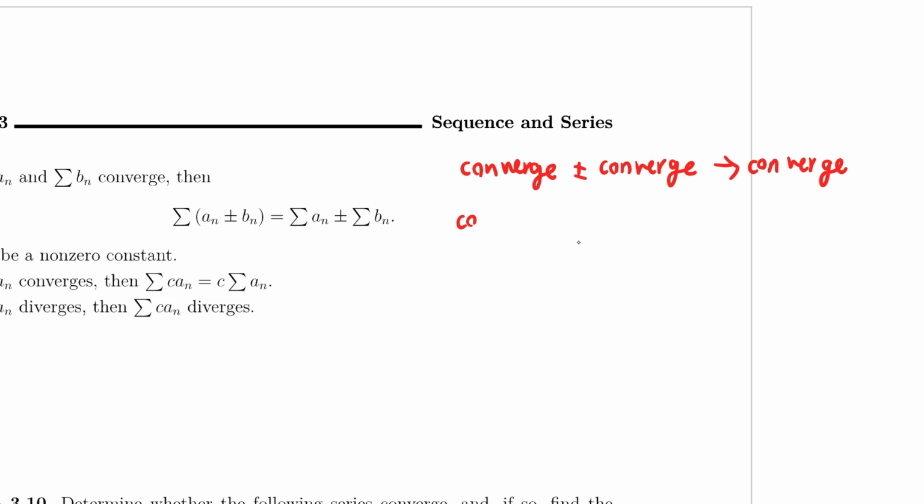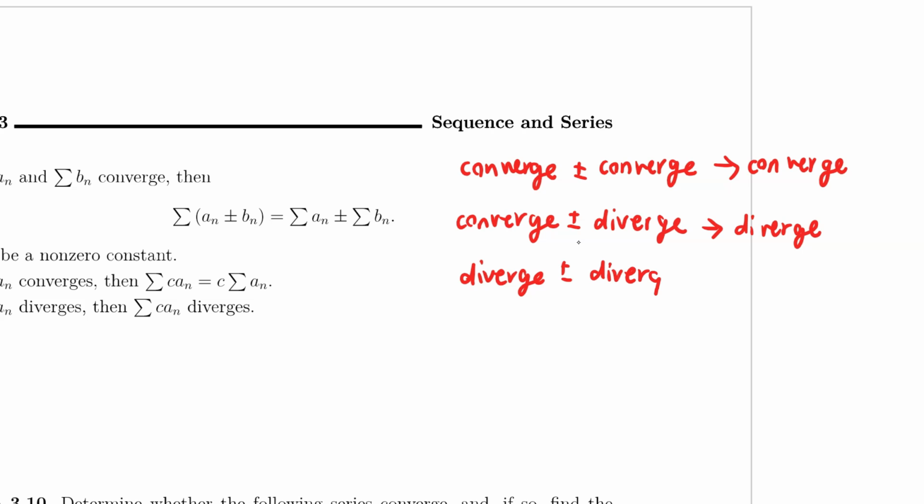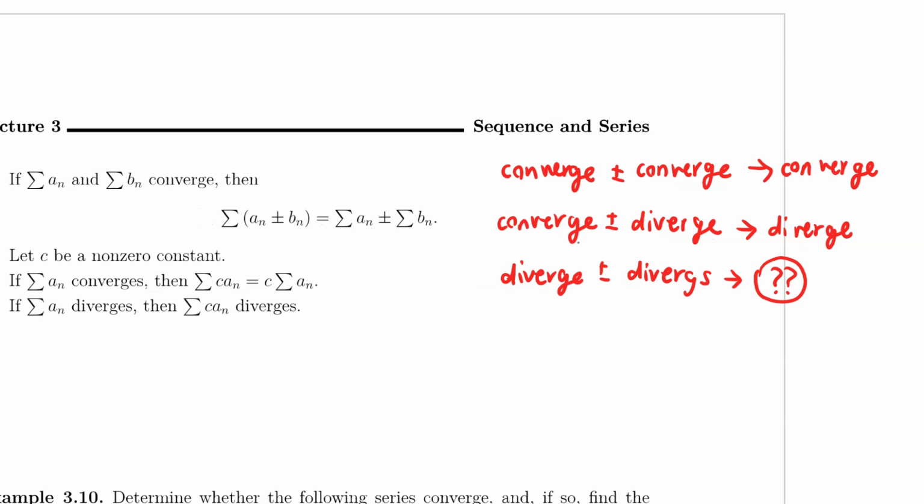However, if we have something that converges plus or minus something that diverges, then we are also going to get something that diverges. However, if we have two things that both diverge, being added or subtracted, so diverge plus or minus diverge, then we don't know what we are going to get in the final case here.